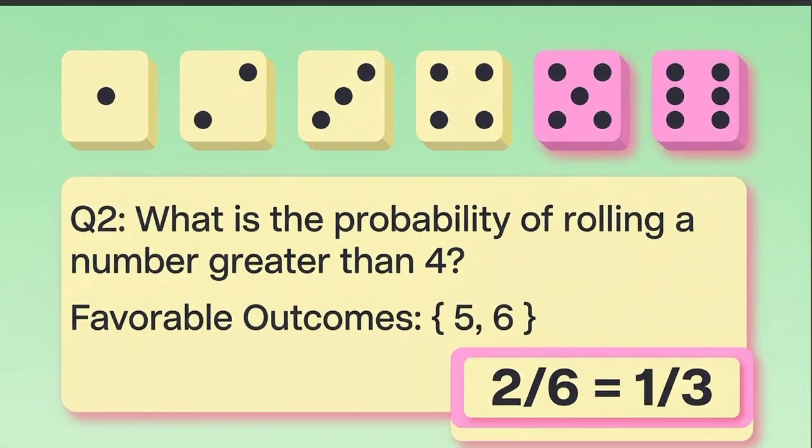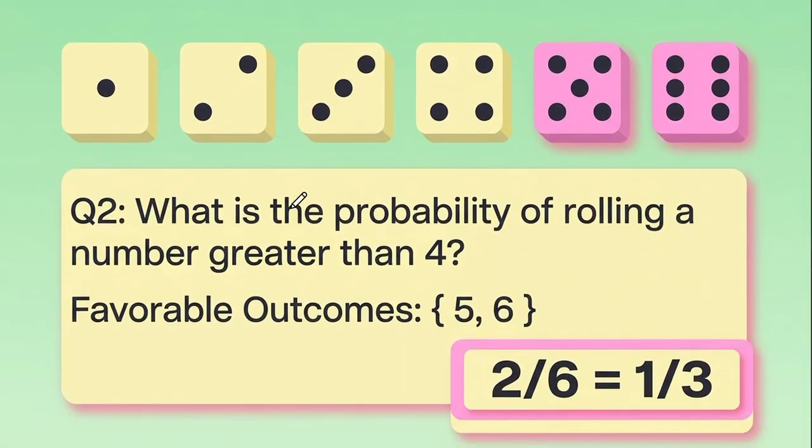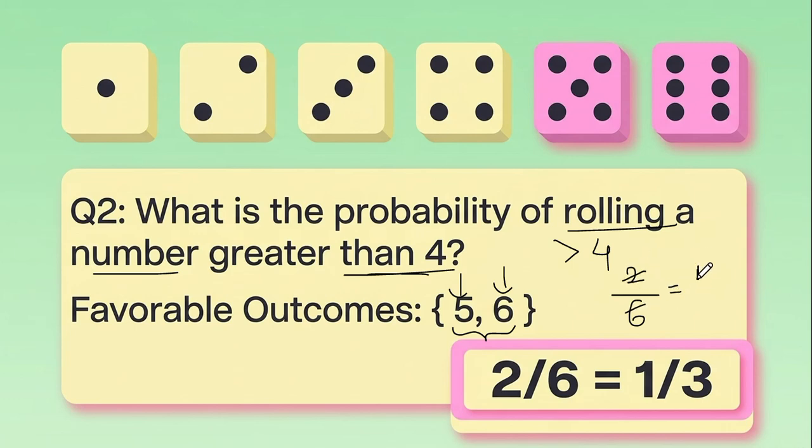Look at the next question. What is the probability of rolling a number greater than 4? Greater than 4, we have only two numbers on the die, that is 5 and 6. The denominator of the probability is 6, the total number of outcomes, and the numerator is what we want, numbers greater than 4. Only two numbers are greater, 5 and 6. So the numerator is 2. 2 threes are 6. So the answer is 1 over 3.